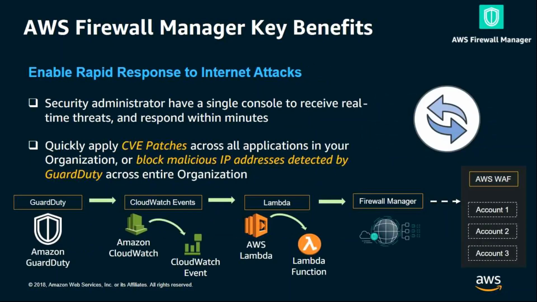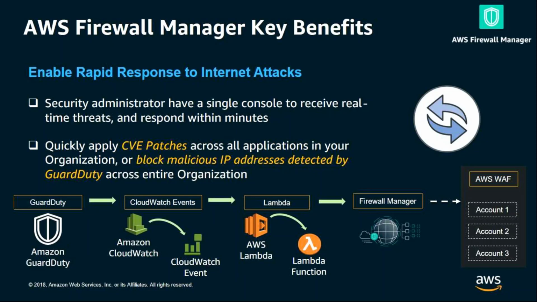And lastly, the fourth benefit I want to highlight today is enabling rapid response to internet attacks. So often there are new threats emerging. For instance, there are new CVE patches, zero-day vulnerability attacks that emerge, and you want to apply a CVE patch across all your applications. Or maybe you are using GuardDuty. That's again another service that AWS launched recently that allows you to be aware of threats that are happening in your account or organization, and you want to block some of those bad actors across your organization.